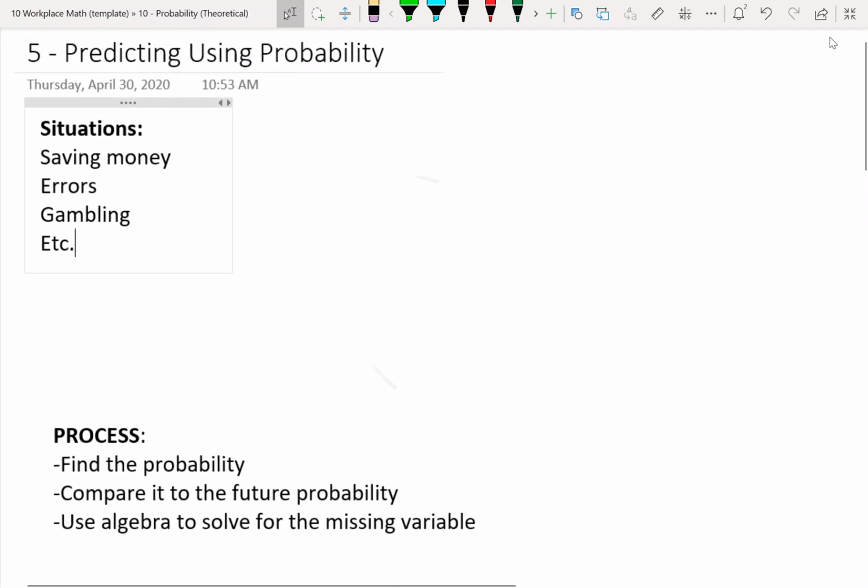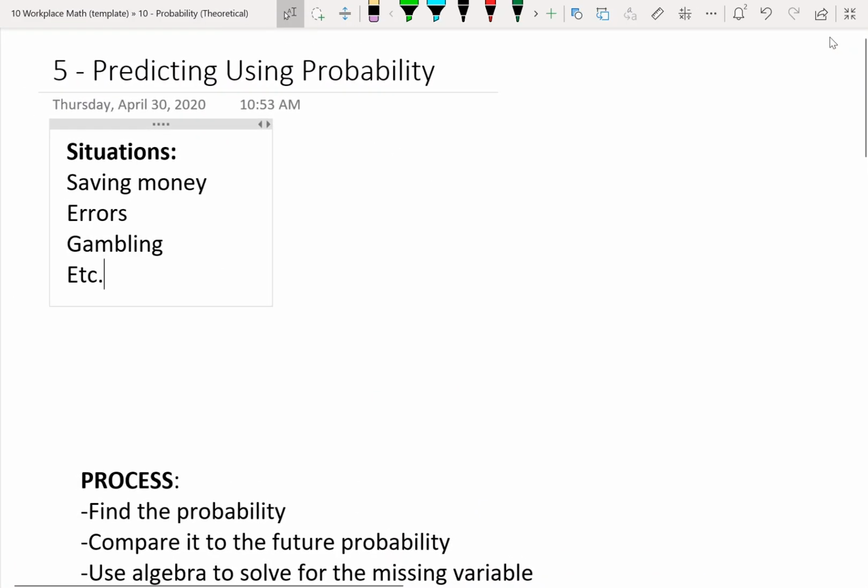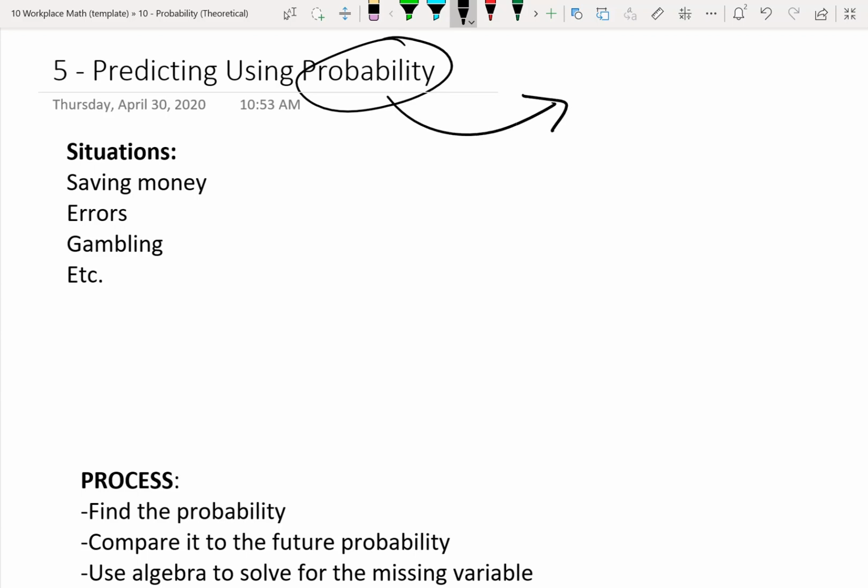All right, so our whole point of learning about probability, honestly, the main point, is so that we can make predictions. So we're going to talk about how you can actually calculate that. So let's say you're figuring out how much money you save per month, or how many errors you make on tests or when you're manufacturing a product, or you're trying to figure out gambling and stuff like that. You can do experiments and you can find probability, but we want to know, based on what you did, what's going to happen next.